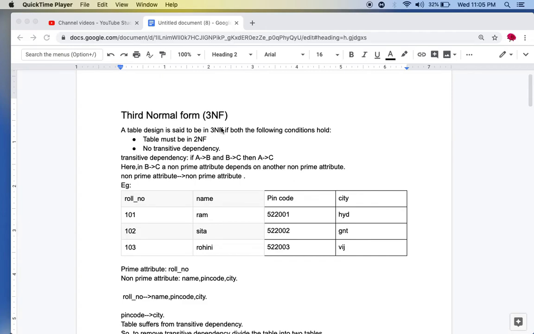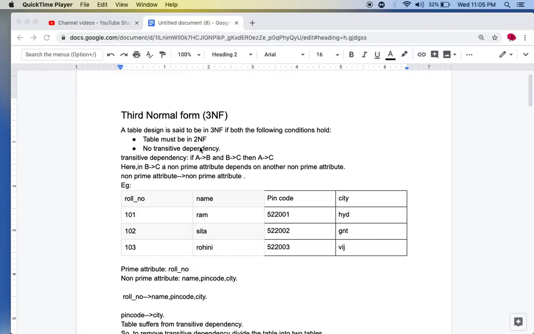Good morning, students. In this video, I will explain third normal form. The conditions for the third normal form are: the table should be in second normal form and there is no transitive dependency in the table. Then what is second normal form? The table should be in first normal form and there is no partial dependency in the table.